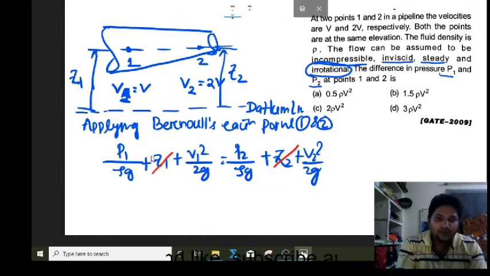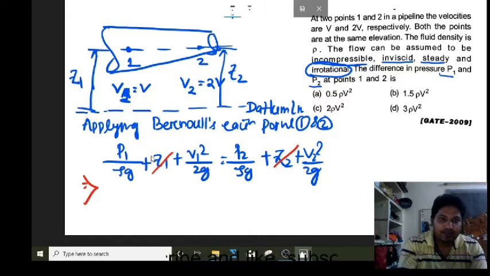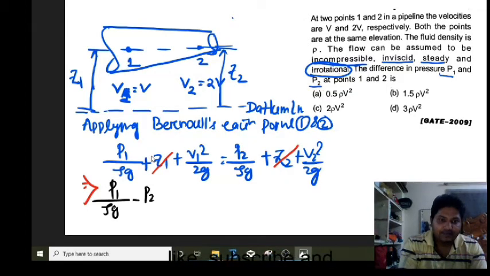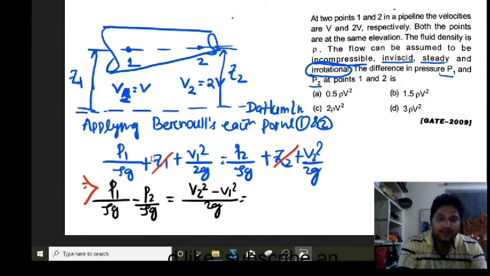Now it is asking for the pressure difference. So P1 by rho g minus P2 by rho g will be equal to V2 square minus V1 square by 2g. V2 is 2 times V, so this is 2V whole square. So let me write down here, this one is V whole square divided by 2g.